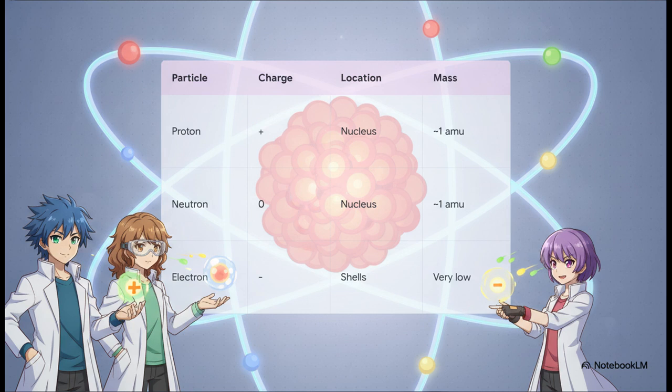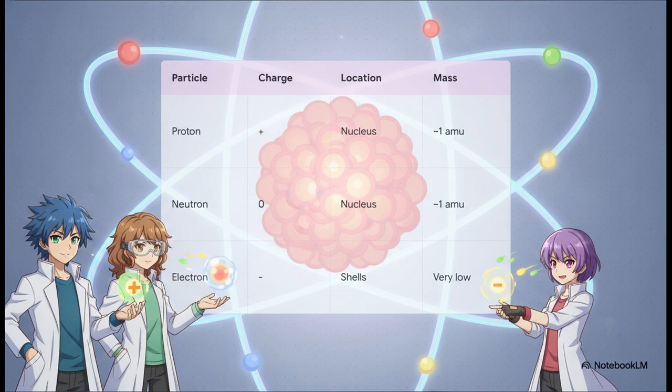First up is the proton. It carries a positive charge. It sits right in the dead center of the atom, which we call the nucleus, and it has a mass of about 1 atomic mass unit. Next, we have the neutron. This particle has absolutely no charge. It's totally neutral. It also hangs out right there in the nucleus next to the protons, and it weighs exactly the same as a proton.